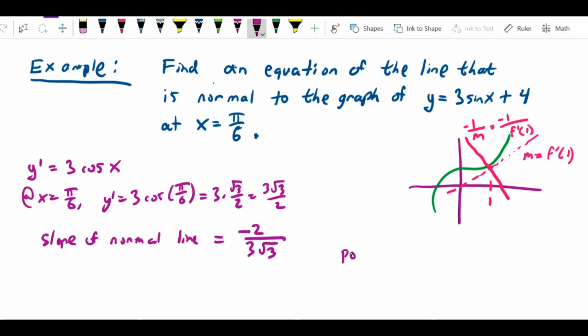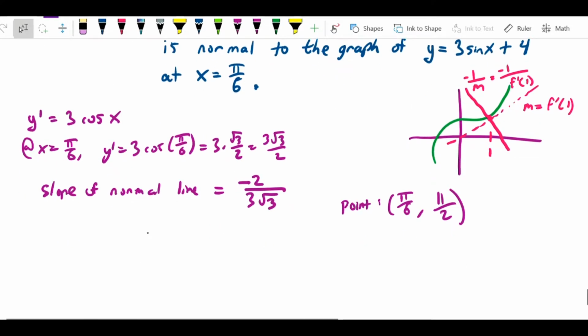So the point is going to be: the x value is pi over 6. The y value is 3 times the sine of pi over 6. Sine of pi over 6 is 1/2. You should know that. You should know the unit circle. So that's going to be 3 halves plus 4, which is like 8 halves. So that equals 11 halves. It's a little confusing because here we've got pi and here we've got 11. It looks like a pi without a horizontal line on top, but that's the point.